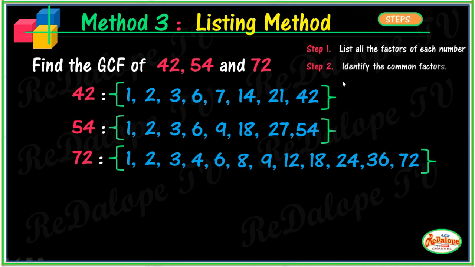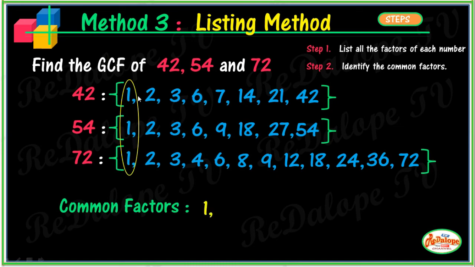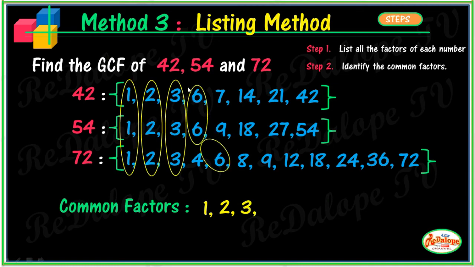Then the next step is we will identify the common factors for the given set of numbers. So the common factors are, we have the 1 here, so we write 1 there. So we have the factor 2, so we write 2 here. And we have the factor 3, so we have 3 here. And then the last we have is the 6, so we have the 6 here.